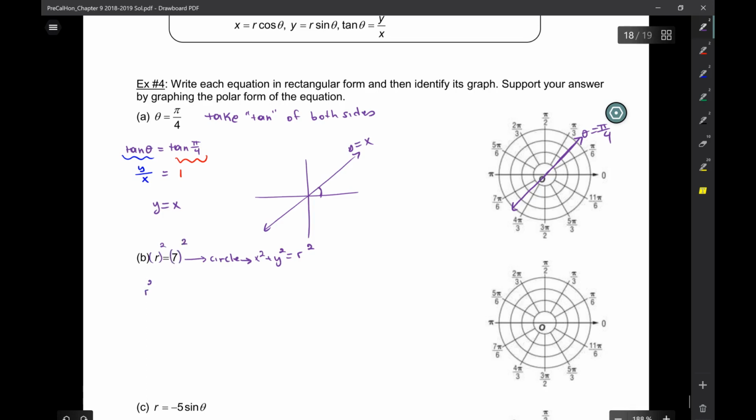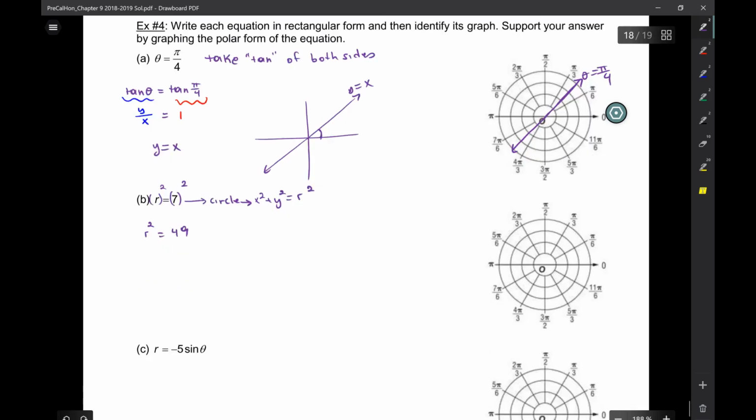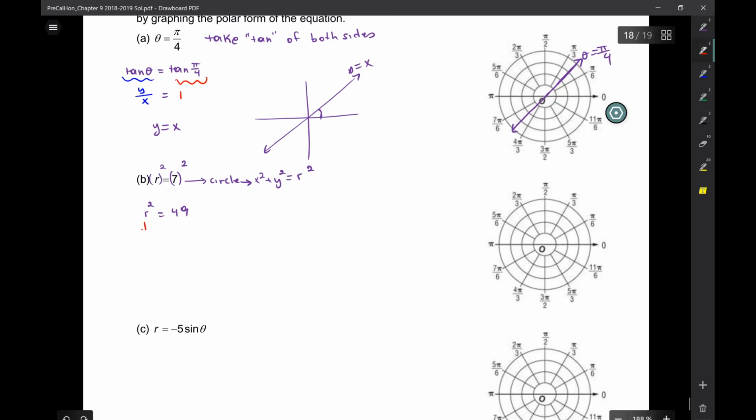So r squared equals 49, but what is r squared really? X squared plus y squared equals 49. That's it? That's it. And all of a sudden now, how'd you get from? Wait, what? Okay, let's do it again.